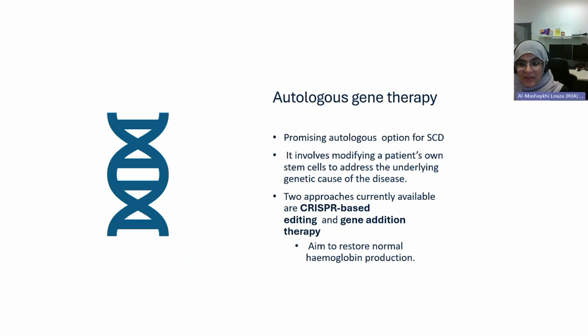As I say, we are now in 2025, so we have advanced treatments including autologous gene therapy. It is a promising autologous option for sickle cell disease, involving modifying the patient's own stem cells to address the underlying genetic causes of the disease. We have so far two approaches available to modify the genes: CRISPR-based editing and gene addition. Both approaches aim to restore normal hemoglobin production. Next slide, please.